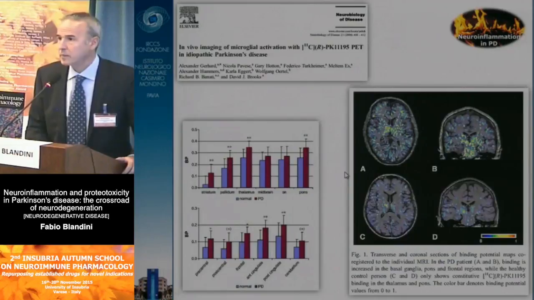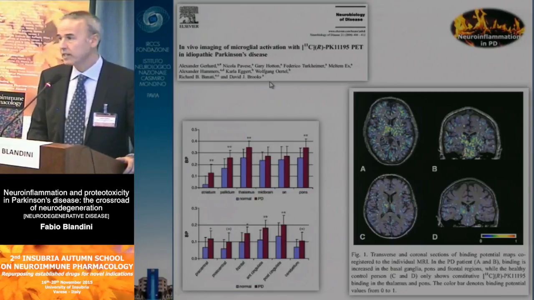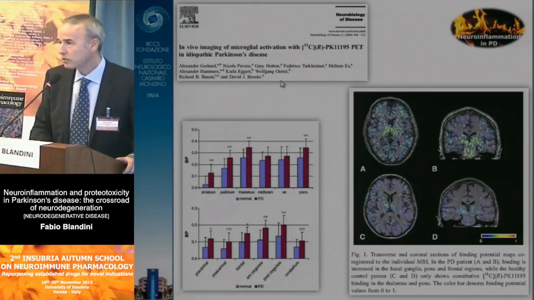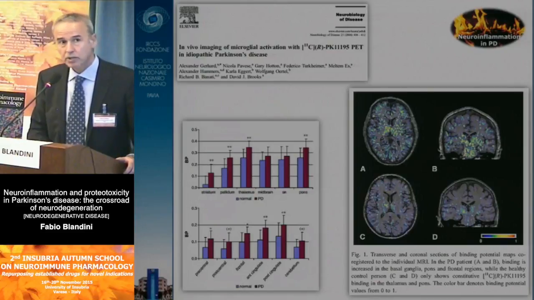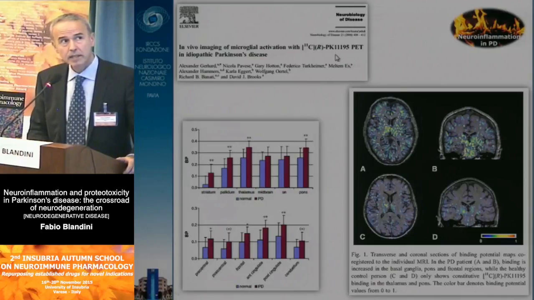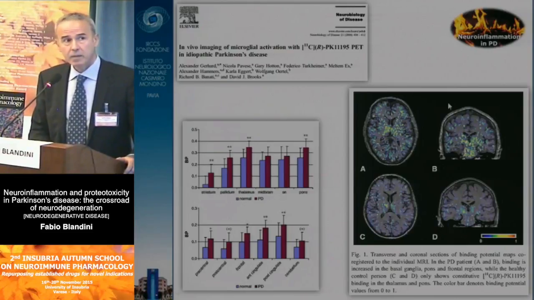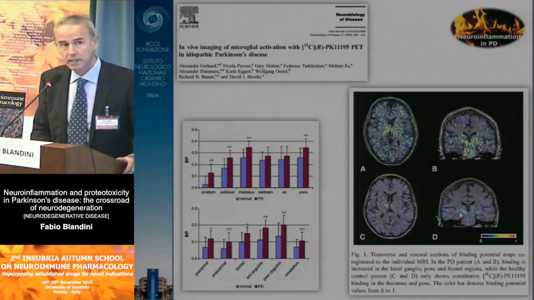This is another quite well-known study by the group of Dave Brooks, in which they studied the microglia activation with a neuroimaging procedure, basically a PET study with this ligand, the PK 11195, which binds activated microglia, and they demonstrated that activated microglia is widespread in the brain of Parkinsonian patients compared to normal healthy controls.